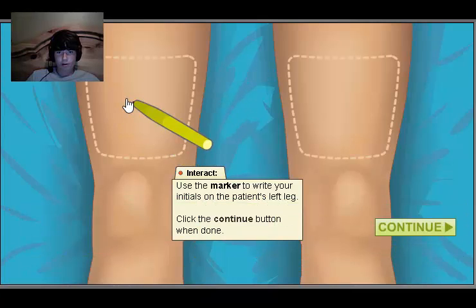Alright, get the marker. Write your initials. Wait, he's being for real.